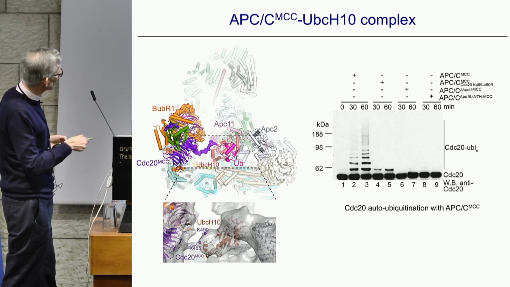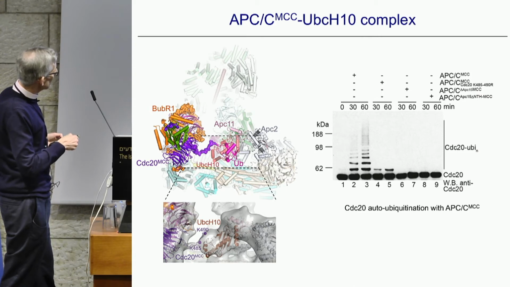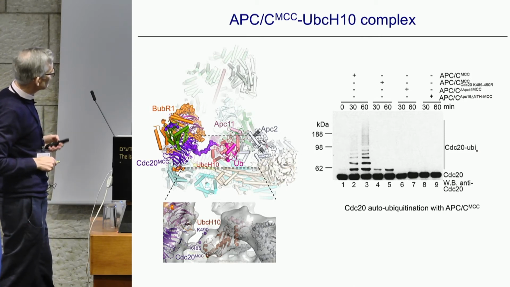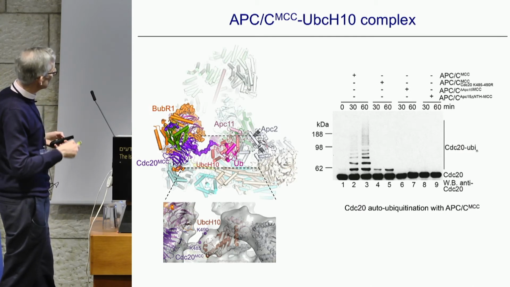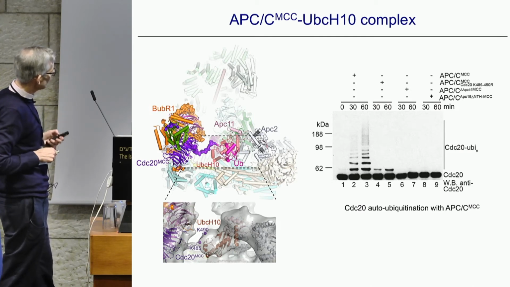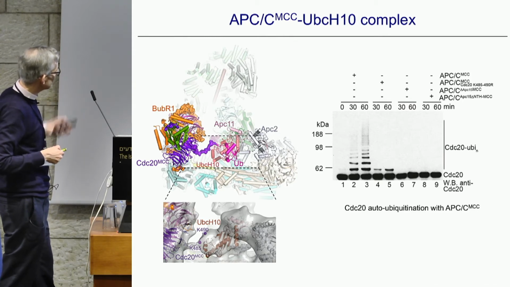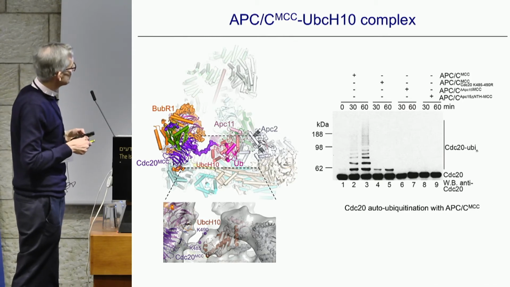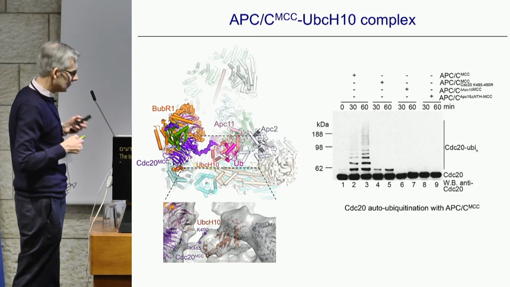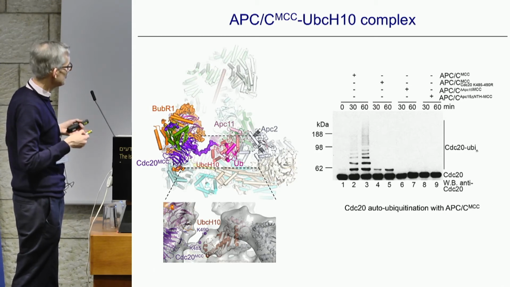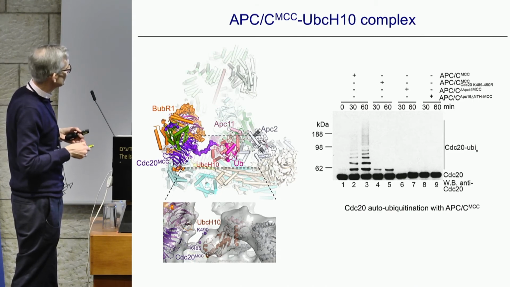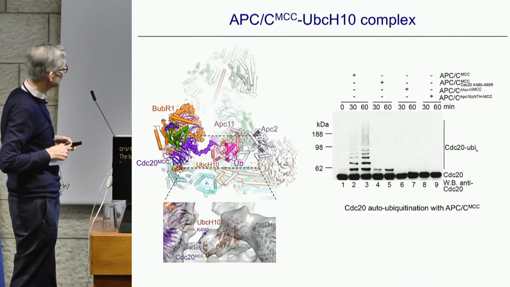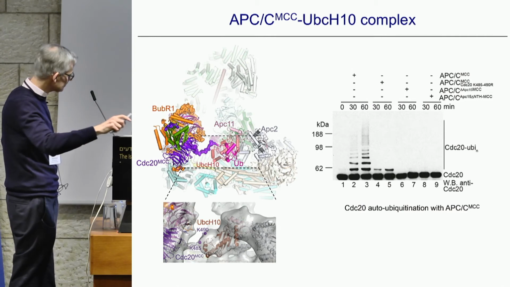If we mutate these two lysines in the MCC CDC20, we can actually abolish ubiquitination of the CDC20. So this shows that the MCC actually allows the auto-ubiquitination of these two lysines on the CDC20 of the MCC. This ubiquitination is dependent upon APC15, which I mentioned earlier is required to open this APC-MCC complex. If we delete APC15, we completely abolish the ability of APC to ubiquitinate CDC20.